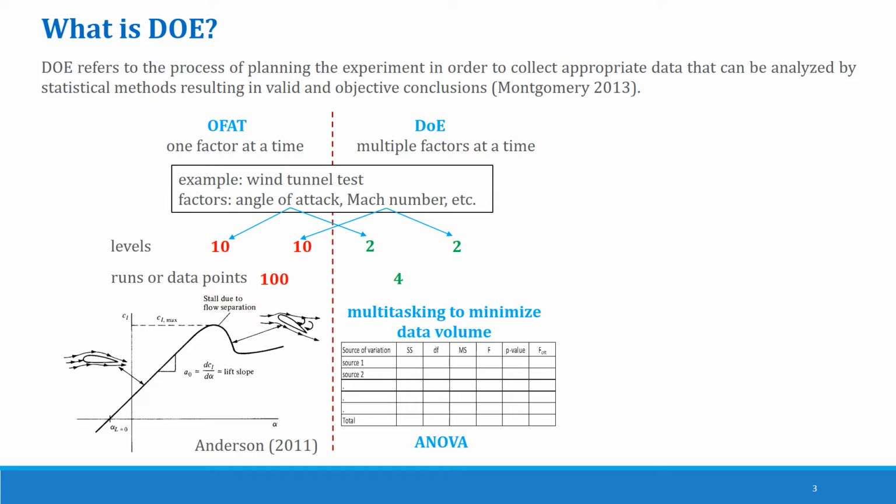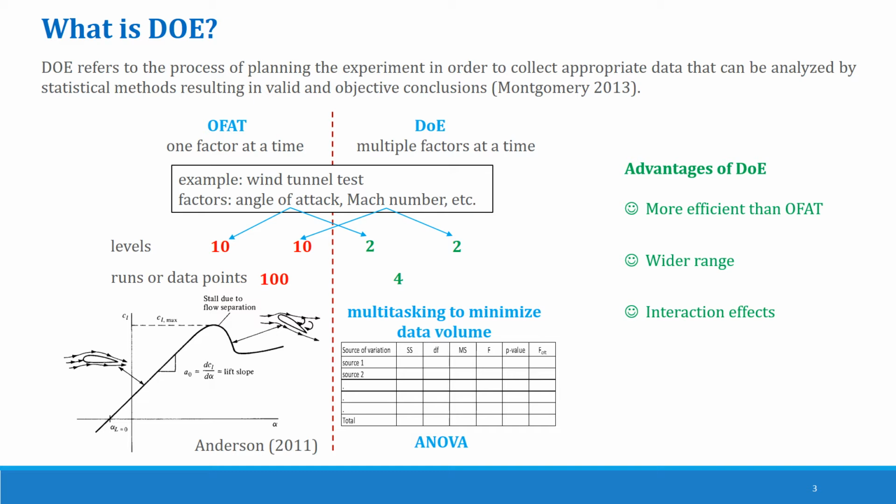The conclusions are presented in OFAT in the form of plots. For example, for a wind tunnel test, to know the effect of angle of attack on lift or lift coefficient, we need to plot such a plot for each Mach number separately. On the contrary, in DOE, the conclusions are drawn with the help of a single ANOVA table. Overall, DOE is more advantageous than OFAT since it is more efficient, that is, small data volume.